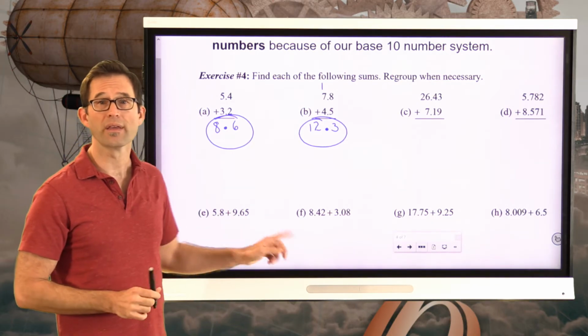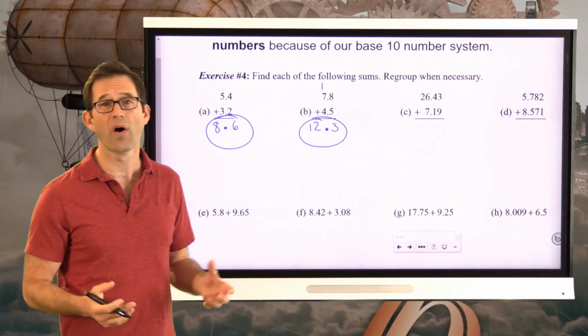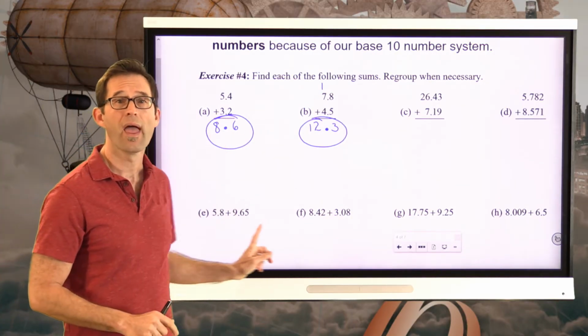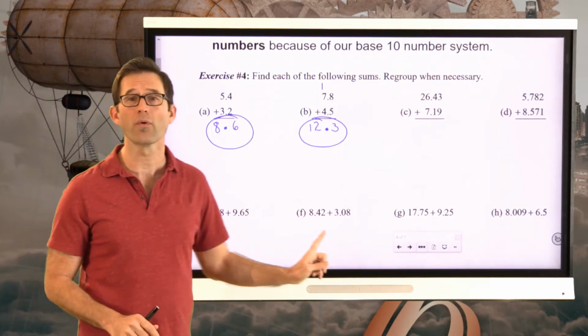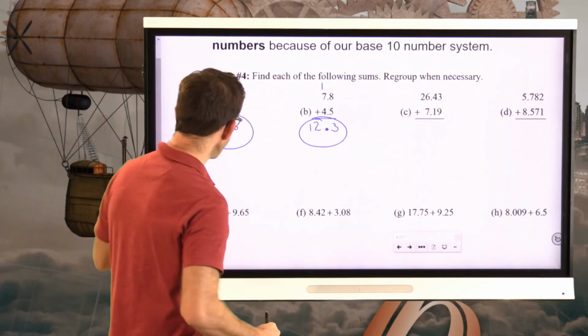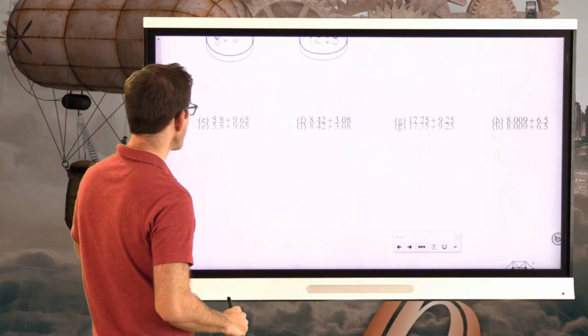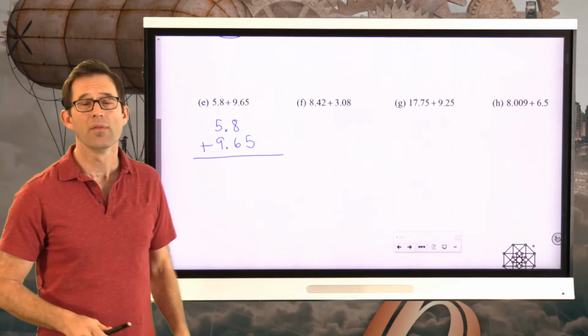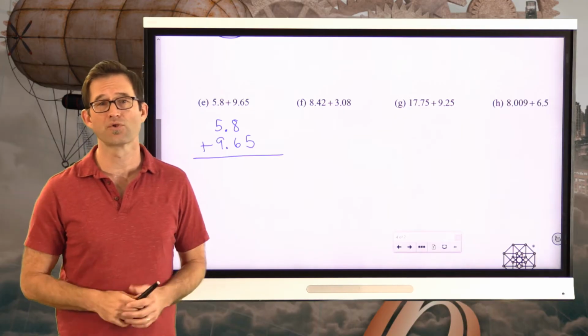Now, let's do a couple like E and F, because quite frankly, as you move on in math, you're going to see less and less problems that are kind of written this way, and more times we're going to write arithmetic horizontally as opposed to sort of vertically. So we have to be ready for a problem like E, where we have same thing, 5.8 plus 9.65.